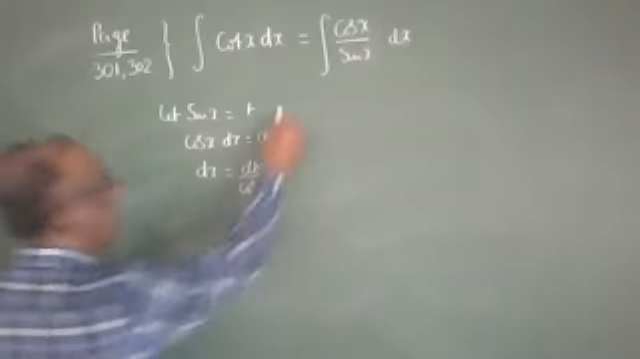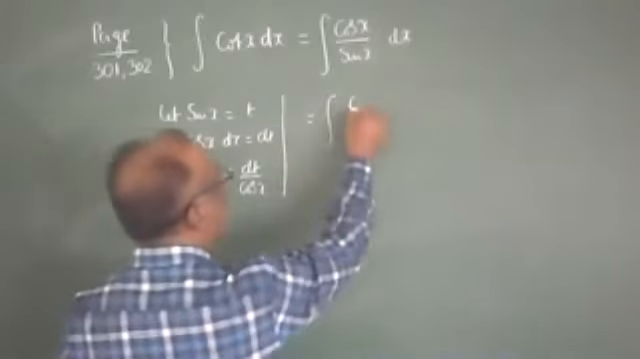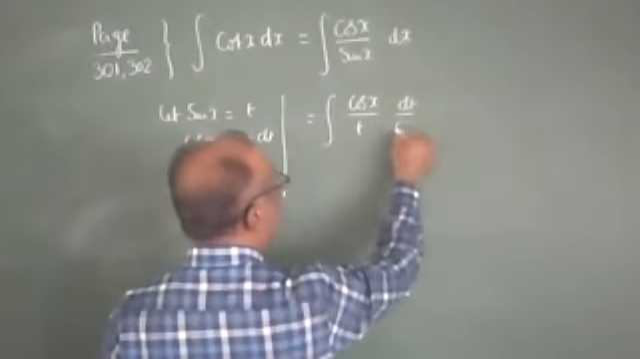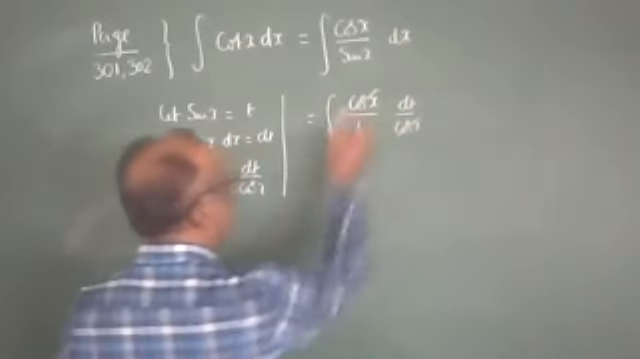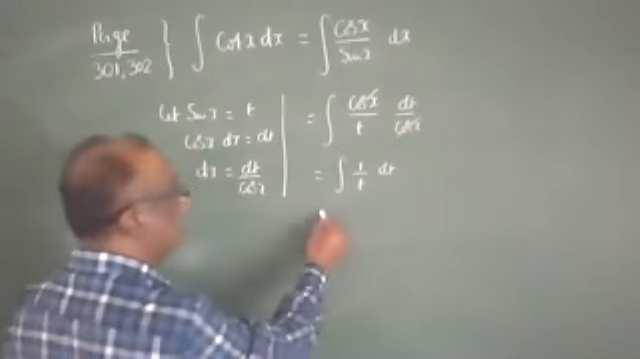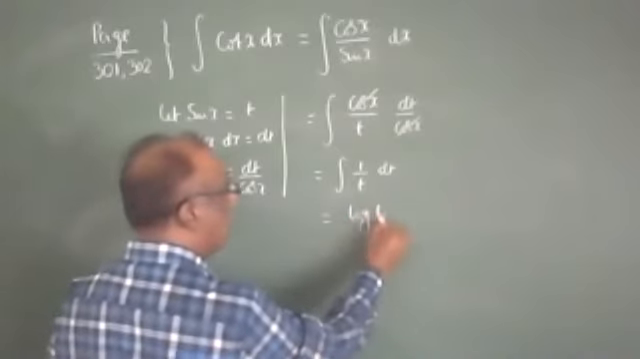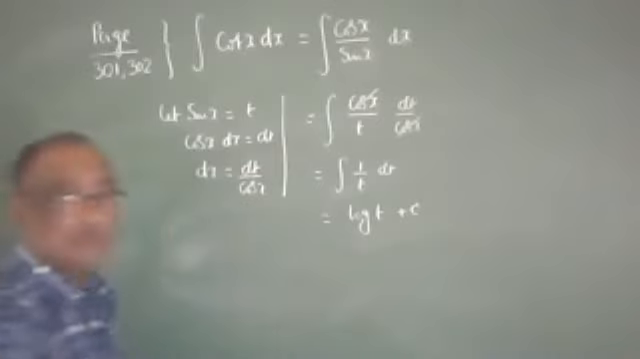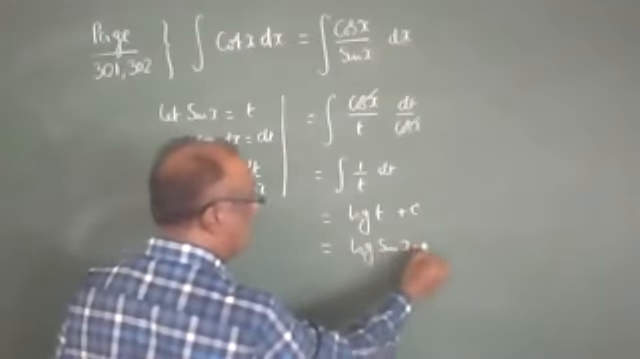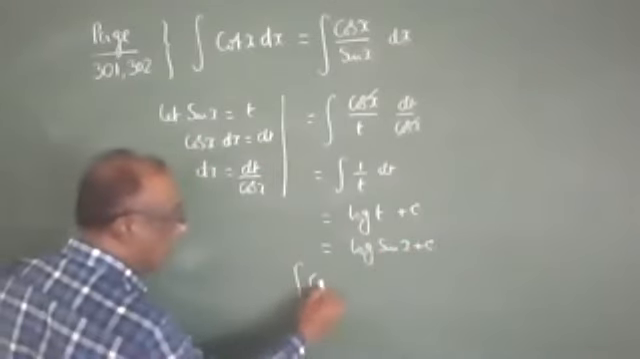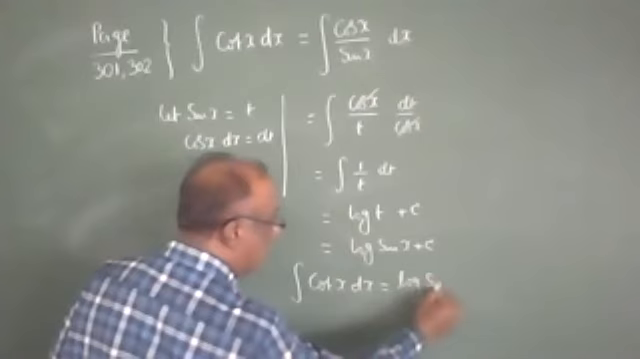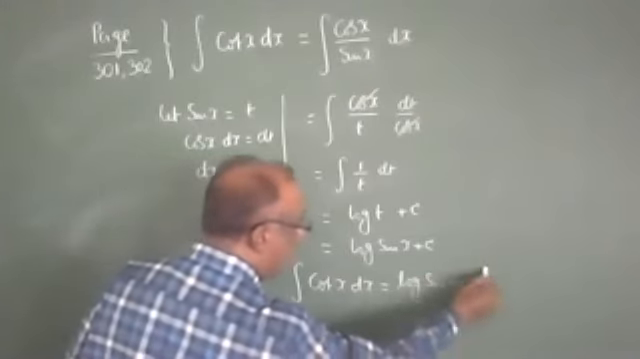Right, substitute everyone. Integral of cos x, sin x let it be t, dx means dt by cos x. Cos x should be cancelled. Integral of 1 by t, integration is log t plus c. What is the t? It is sin x. Log of sin x plus c. Everyone write down: integral of cot x dx, formula is log of sin x plus c. One more formula is completed.